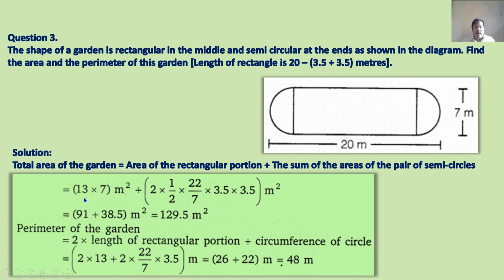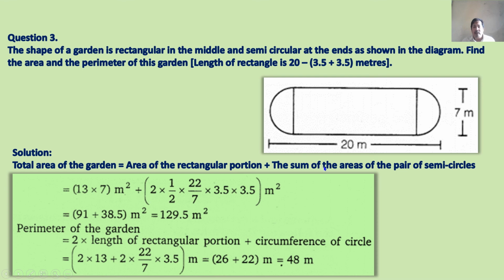That means the area of the rectangular portion will be 13 into 7. From where do we get the 13? 3.5 twice means we will get 7 here. 20 minus 7, we will get 13. The length we will get as 13 here. And the breadth you had given here, this line or this line will be 7 meters, isn't it? Therefore it is 13 into 7 meters square.